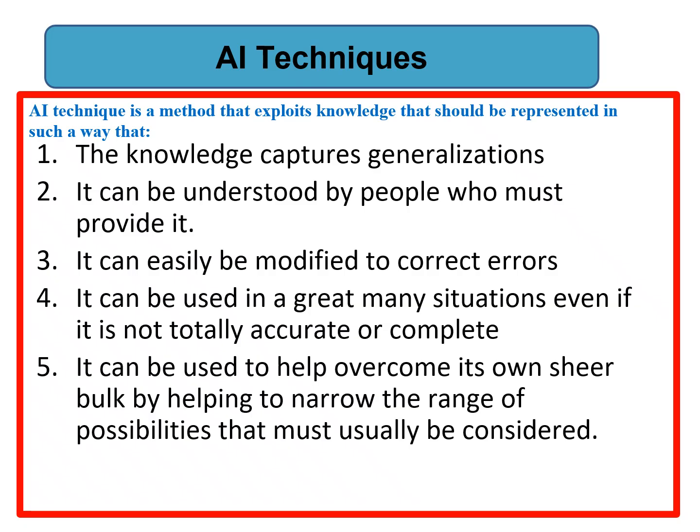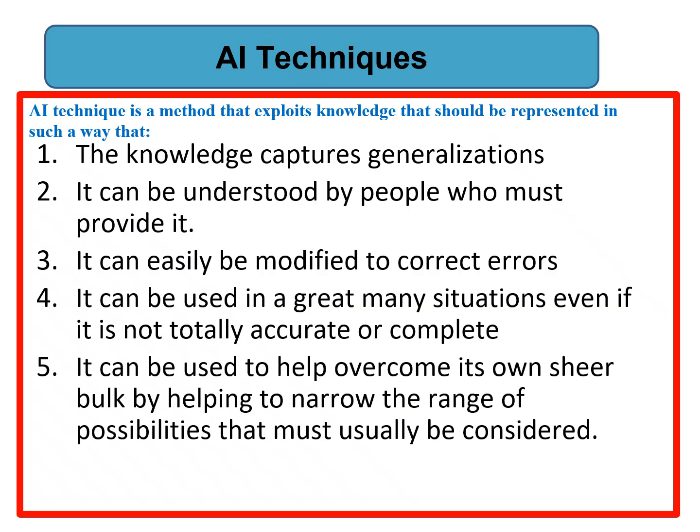Third point, it can easily be modified to correct errors. Knowledge representation allows easy updates when mistakes are found or conditions change. For example, if an expert system contains the rule fever then malaria and this rule is found to be inaccurate, it can be changed to fever and mosquito exposure then malaria. The system remains accurate and up to date. It can be used in many situations even if it is not complete. A system should still work reasonably even when all information is unavailable.